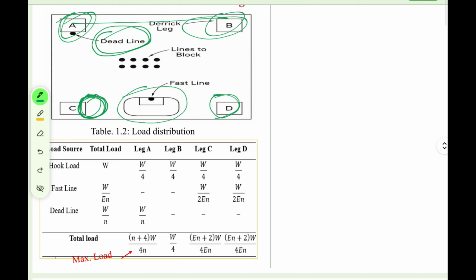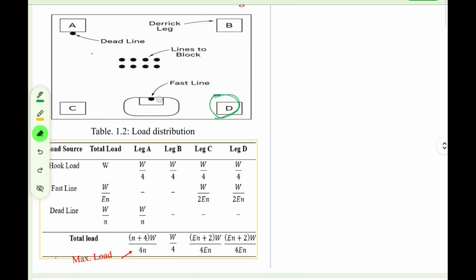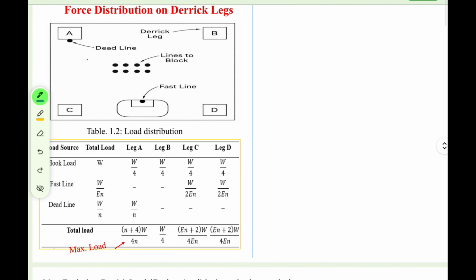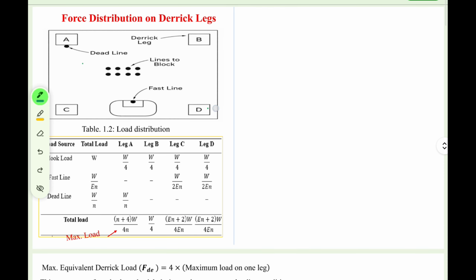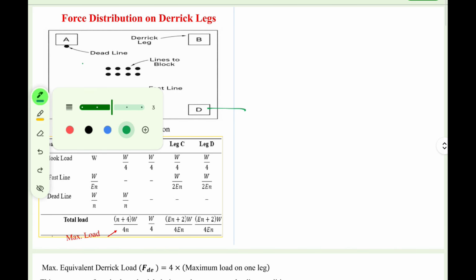And the third case is when the deadline is attached to the traveling block. So the question arises: why do they want to move the deadline position to this position, or anywhere? What is the logic behind it? I will let you know in just a few minutes. Why do they want to do this, right? Now, in the table I am talking about, in this table we are right now dealing with the second case.